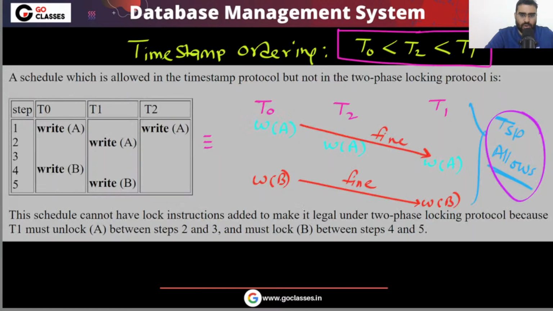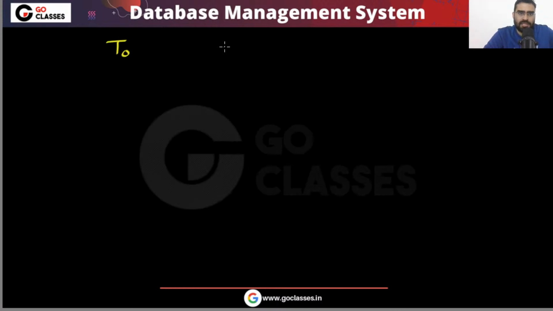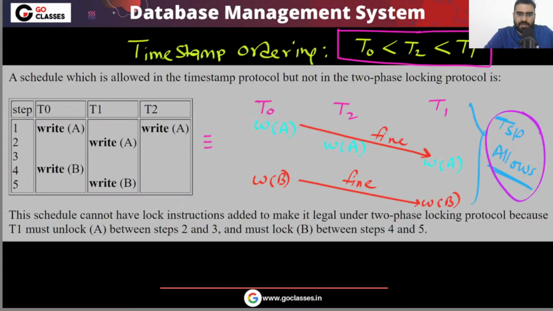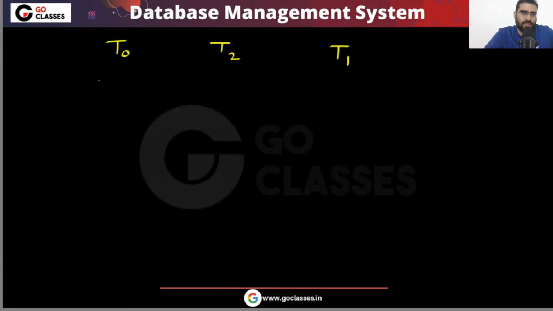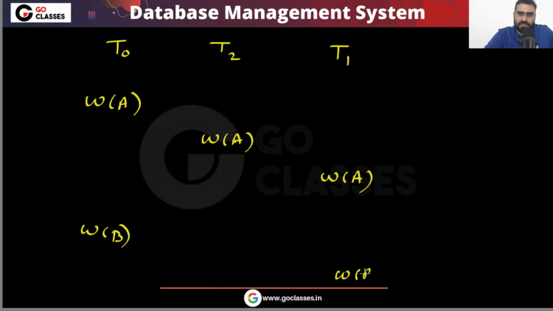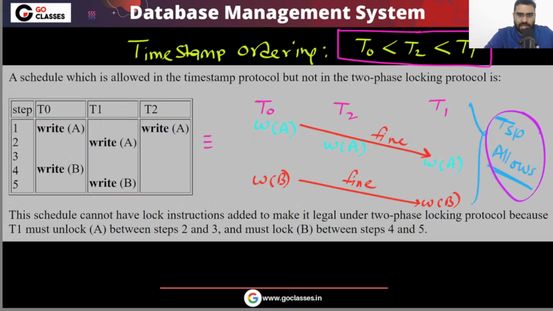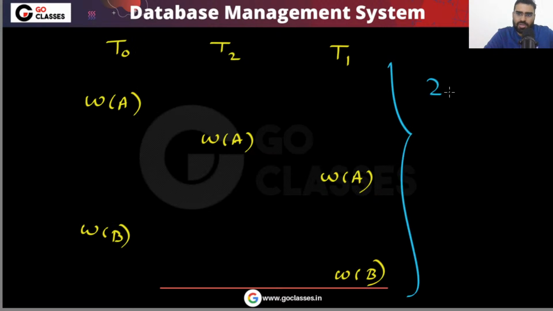And what about 2PL? What about this T0, T2 and T1? Okay, what about this one? This writes item A, writes item A, writes item A, then writes item B, and then writes item B. Will 2PL allow it? Check if 2PL can allow it. Tell me, does 2PL allow this schedule?